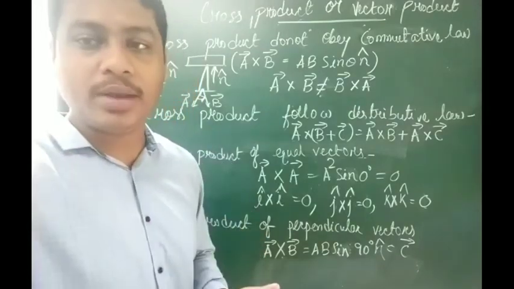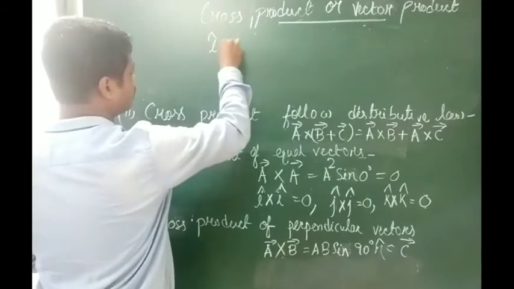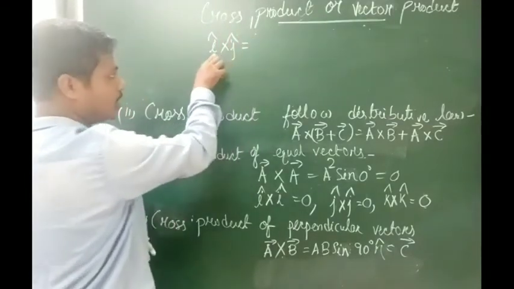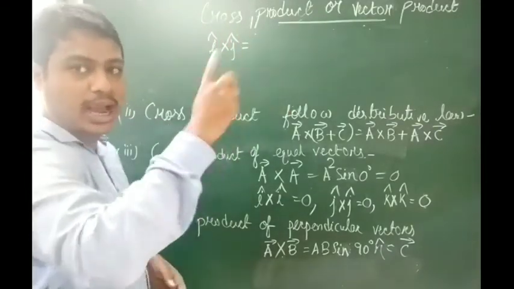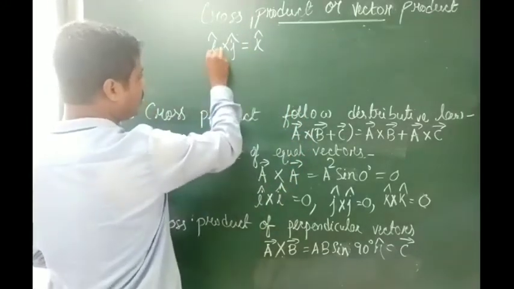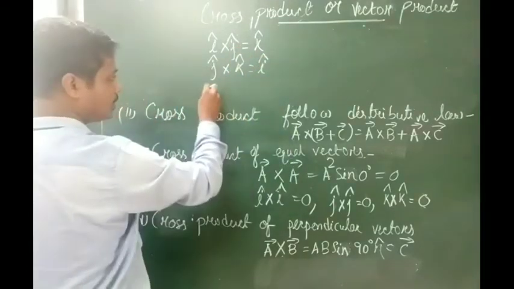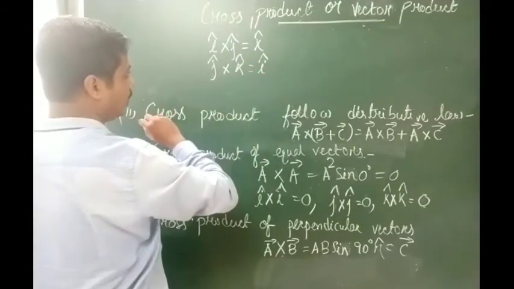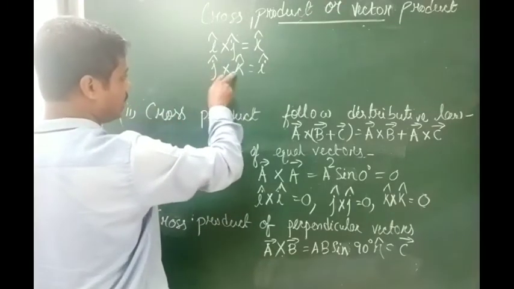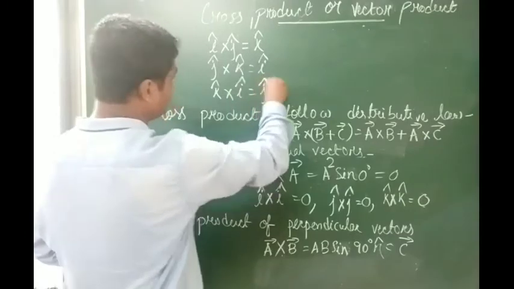Let us see how to do it. If I consider I cross J, A cross B is equal to C, so I cross J will be equal to K cap. J cross K will be equal to I cap. Similarly, K cross I will be equal to J cap.